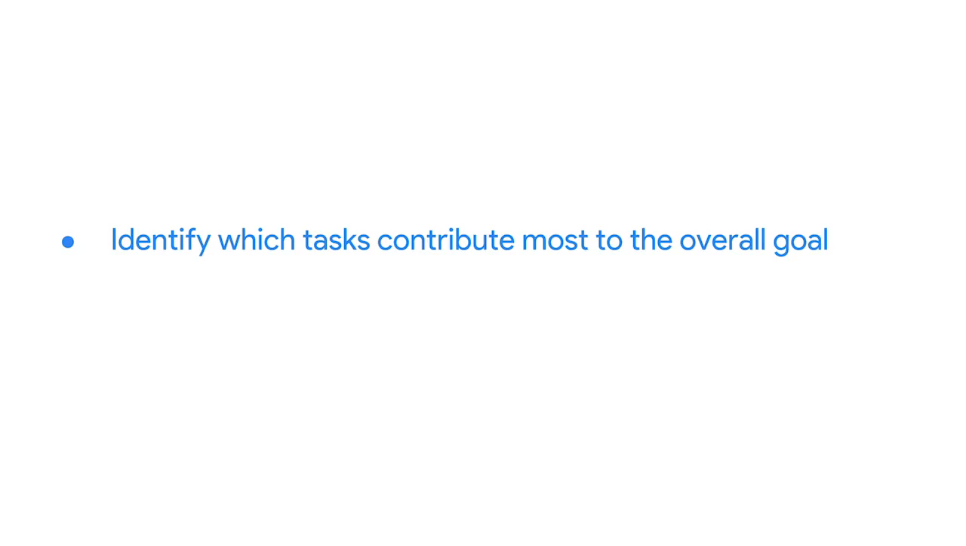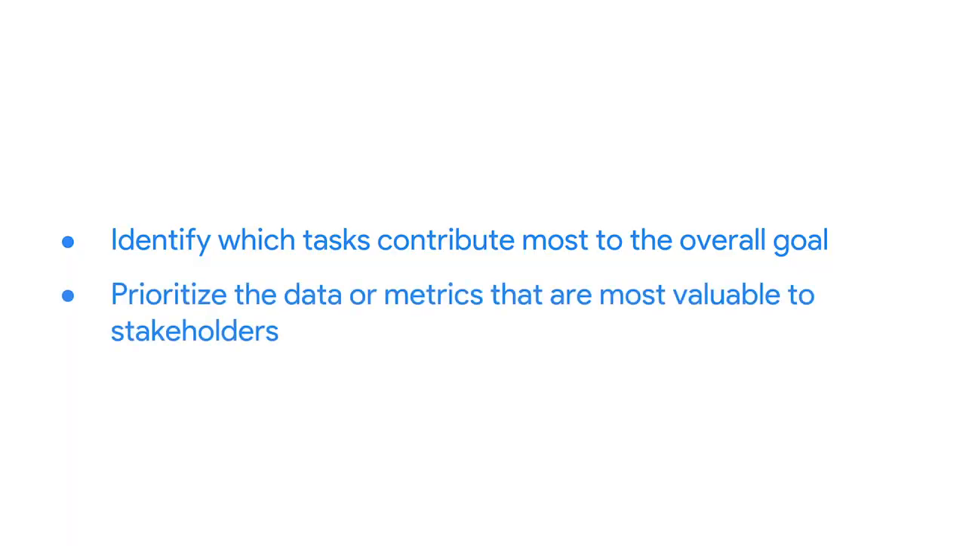Maybe you're asking yourself, how do I determine what data is important? Great question. As a project manager, it's up to you to look for signals and to prioritize data to deliver positive results. There are a couple of ways you can begin to do this. One way is to observe your team's productivity and output. Identify which tasks contribute most to the overall goal. This will help you determine the importance of which data points, in this case, tasks and activities, you should focus on. Secondly, prioritize the data or metrics that are most valuable to stakeholders.